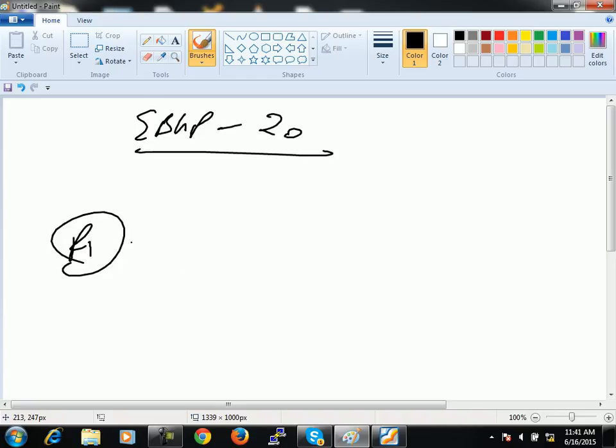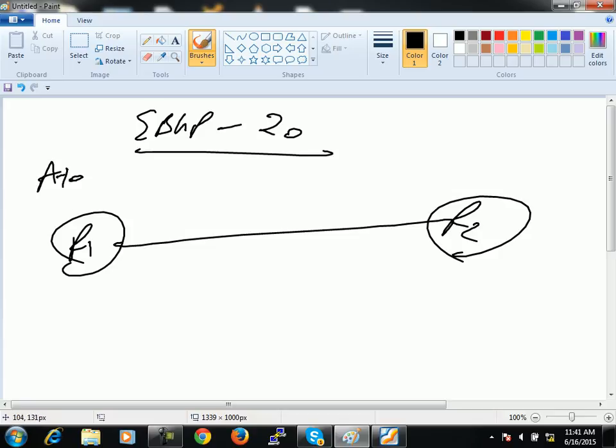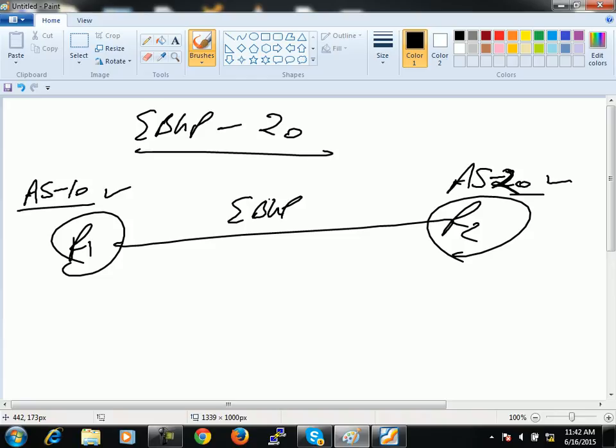Let's say this is R1 and this is R2. This is in AS 10 and this is in AS, let's say, 20. This is AS 10, this is AS 20. So it will be known as EBGP now. Fine. If you are talking about two different ASs, it means you are talking about two different organizations as well. And if you are going to perform routing between two different organizations, the total number of prefixes can be higher. Of course, the total number of prefixes can reach thousands of prefixes, right?